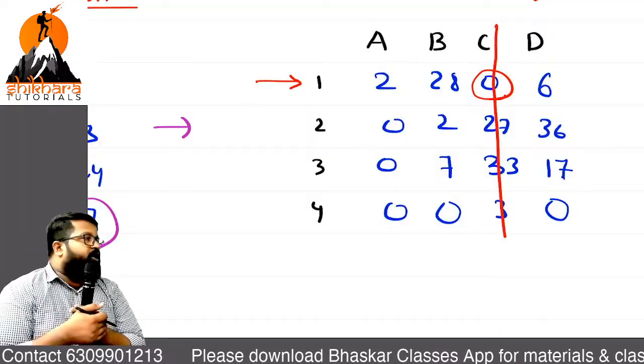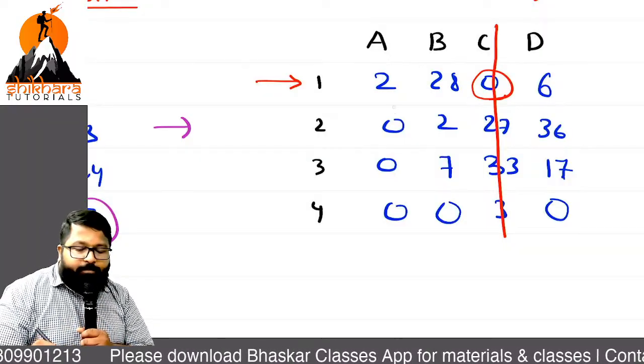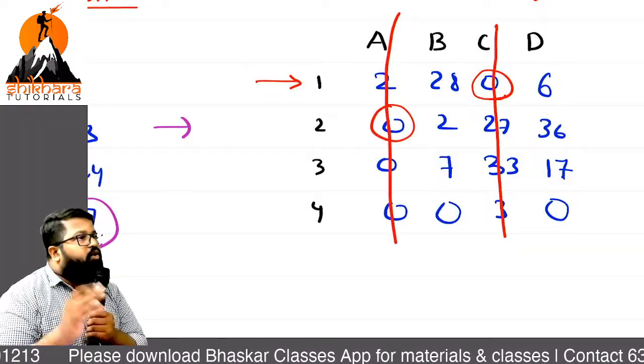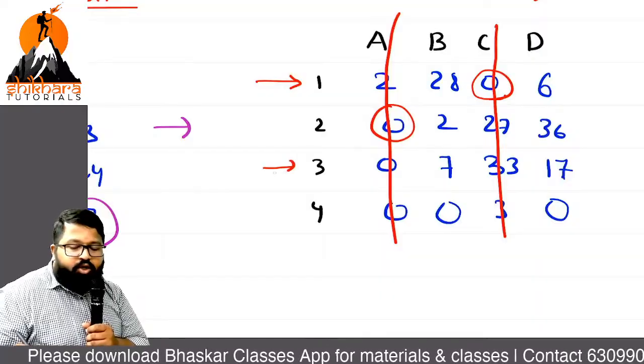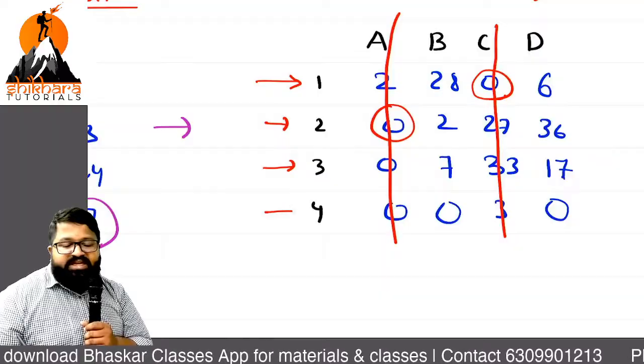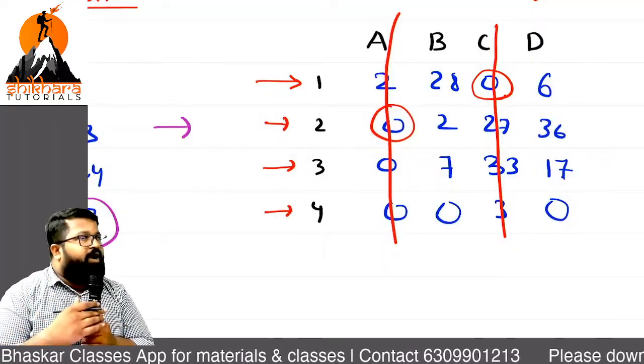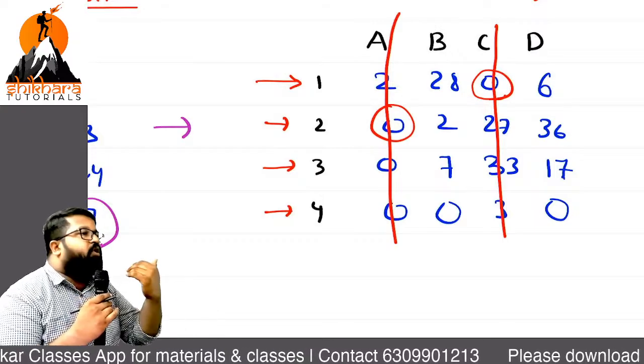What about the second row checking? Any single zero? There is a single zero now. Mark it and cancel the column. Now, regarding the third row, any single zero? No. Let us go for the fourth row. Is there a single zero? No. As there is no single zero and all rows checking is done, go with the next, what?